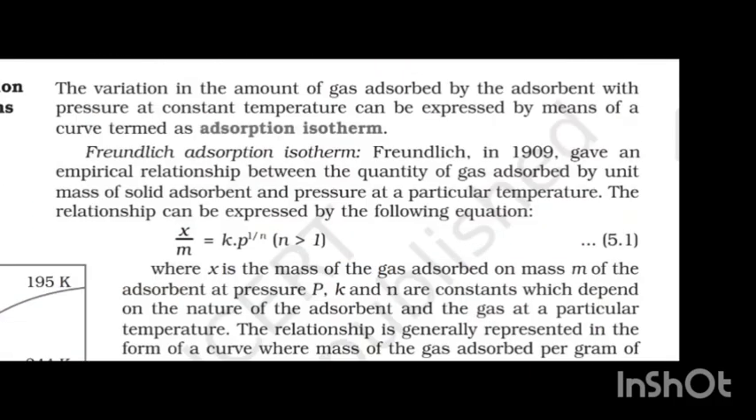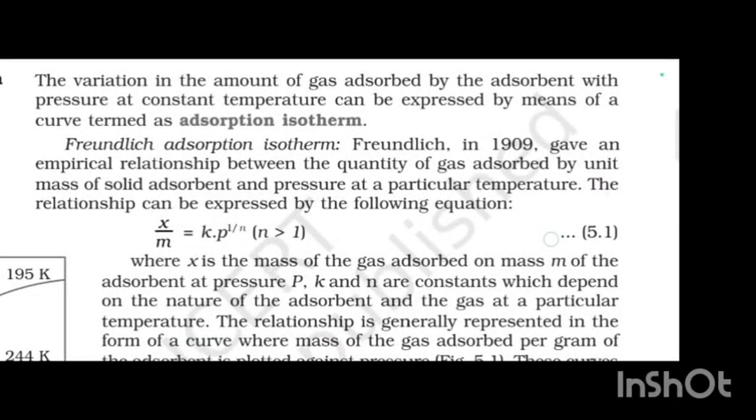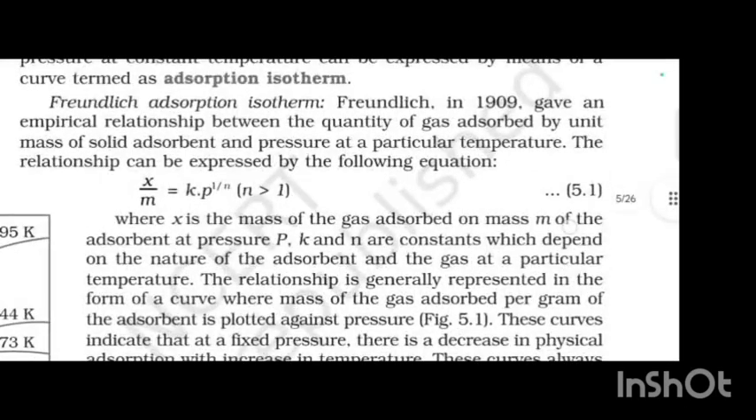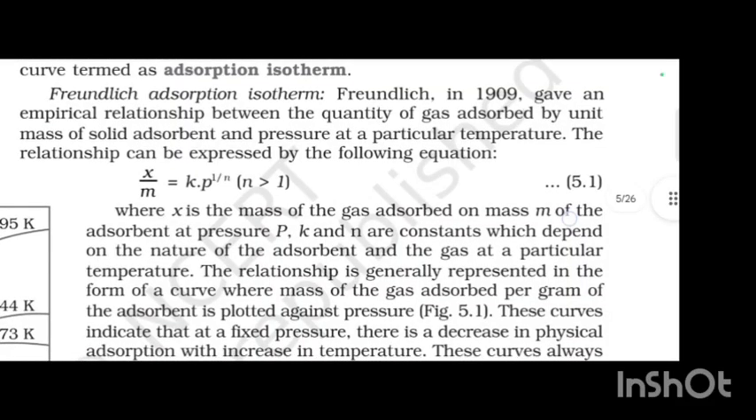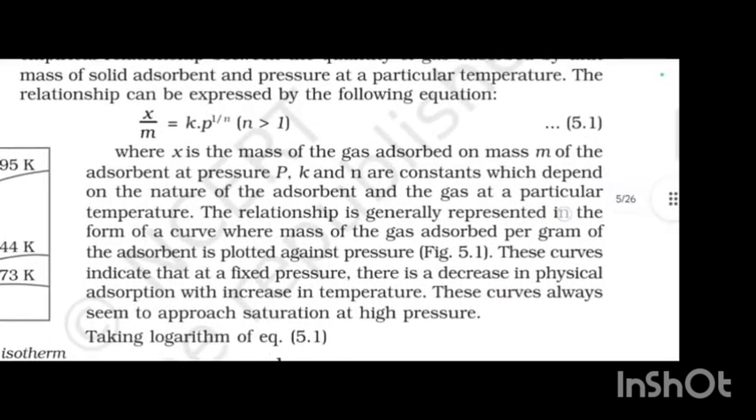Adsorption isotherm. The variation in the amount of a gas adsorbed by the adsorbent with pressure at constant temperature can be expressed by means of a curve termed as adsorption isotherm. Freundlich adsorption isotherm. Freundlich in 1909 gave an empirical relationship between the quantity of gas adsorbed by unit mass of solid adsorbent and pressure at a particular temperature. The relationship can be expressed by the following equation.